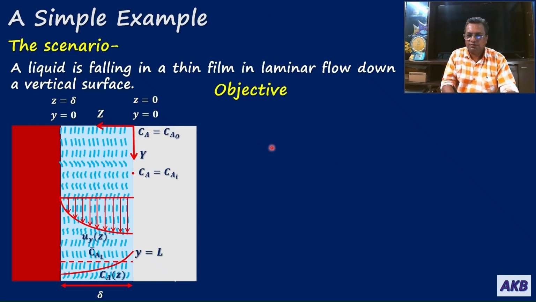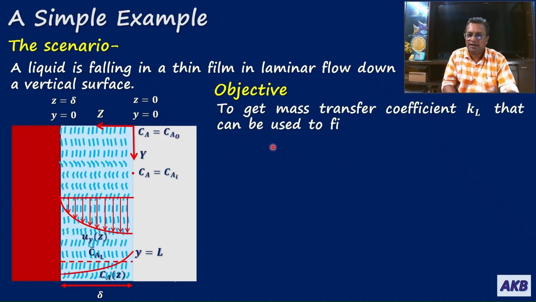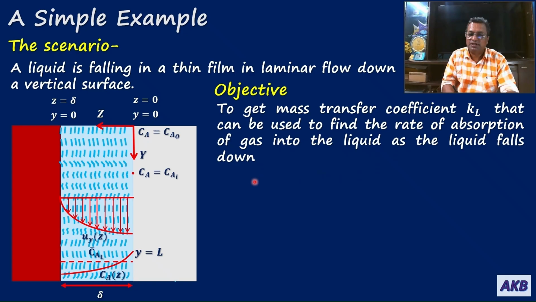So what is the objective of the discussion? The objective is to get the mass transfer coefficient Kl that can be used to find the rate of absorption of gas E into the liquid as the liquid falls down through a distance L. As the liquid is falling down in the y direction and is in contact with gas E, our objective is to get the mass transfer coefficient Kl, which we can use to find the rate of absorption of gas E into the liquid as it falls through a distance of L. So that is the objective.